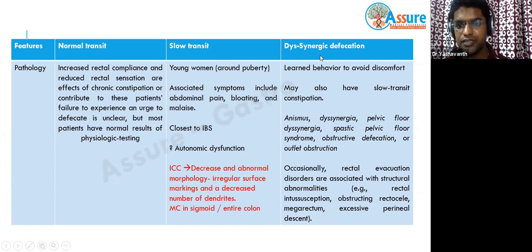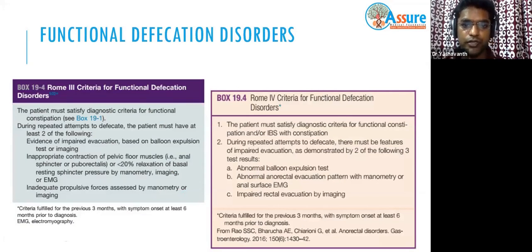And in the dyssynergic defecation, it might be a learned behavior to avoid discomfort, and may also have slow transit. There are other names for it: anismus, pelvic floor dyssynergia, spastic pelvic floor syndrome, obstructive defecation, or outlet obstruction. Occasionally, rectal evacuation disorders are associated with structural abnormalities like rectal intussusception, obstructing rectocele, megarectum, and excessive perineal descent.